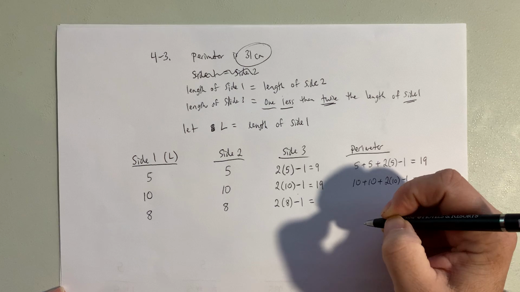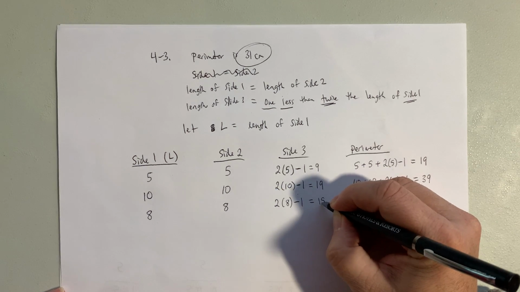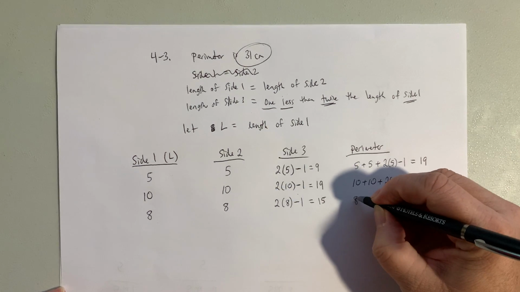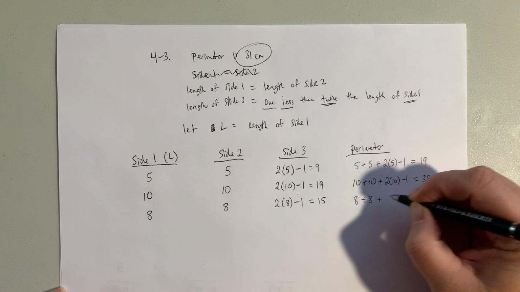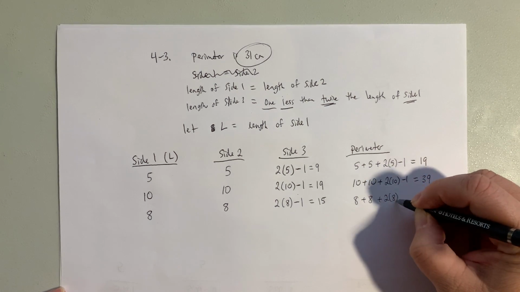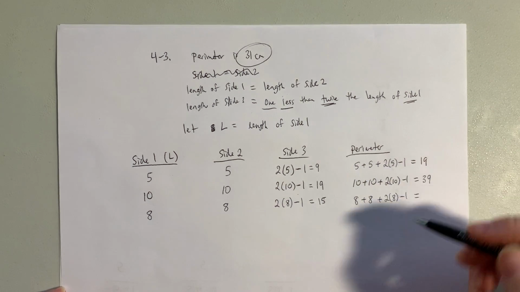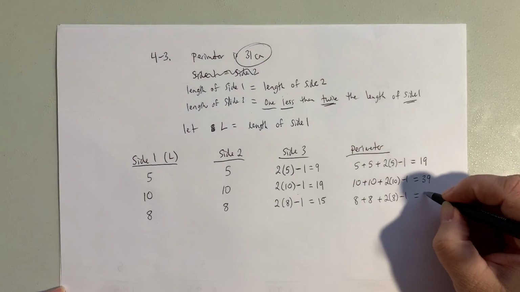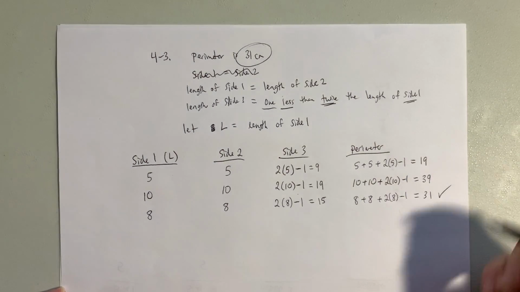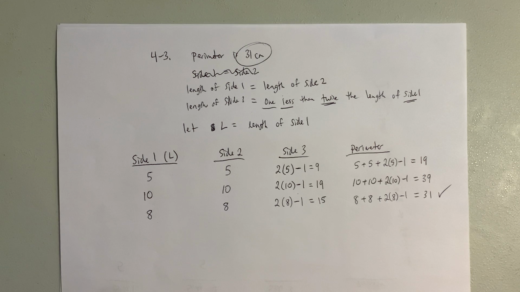Well, 2 times 8 is 16. 16 minus 1 is 15. And so we get 8 plus 8 plus 2 times 8 minus 1 equals, and that's 16 plus 15, 31. Yay, we figured out what the side lengths are.